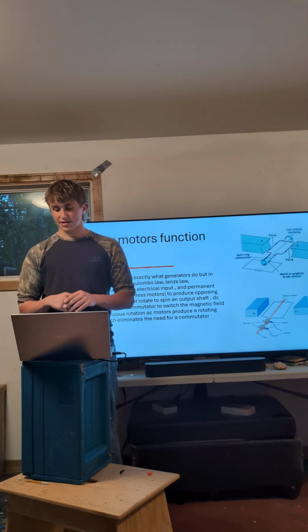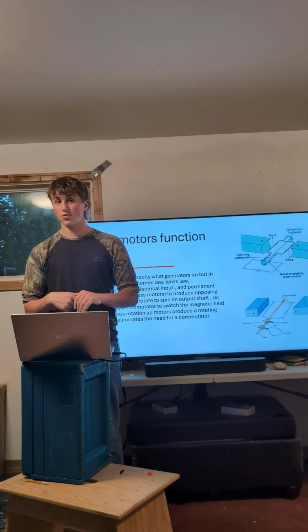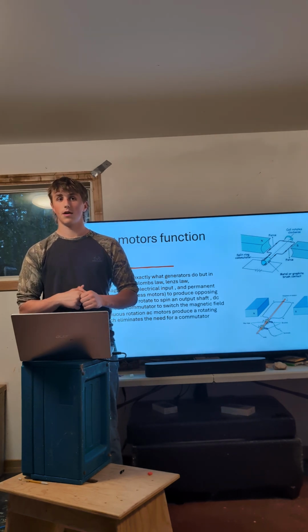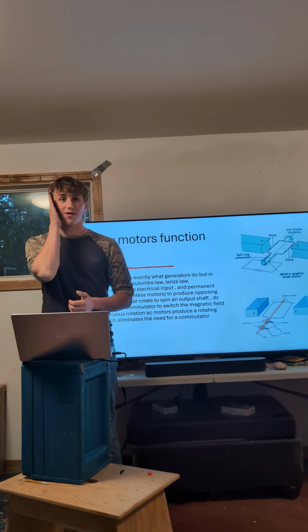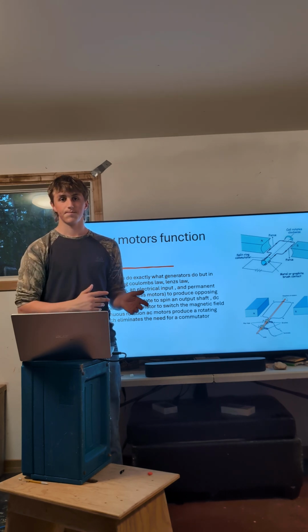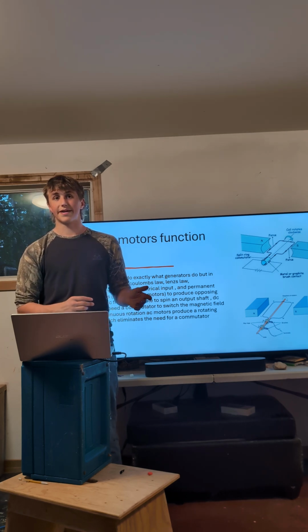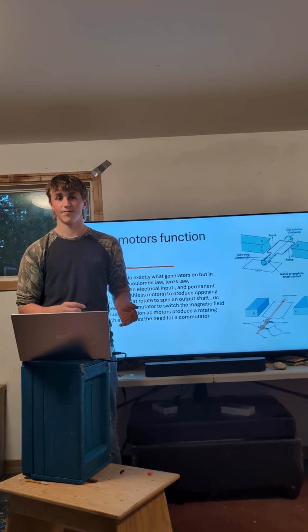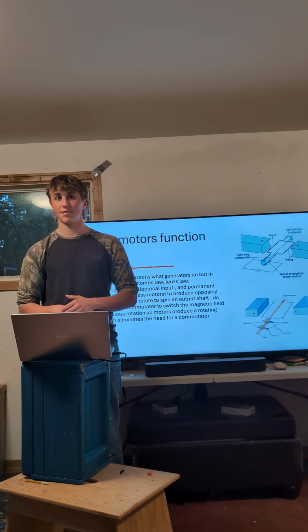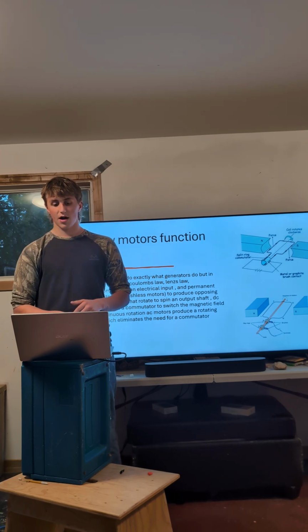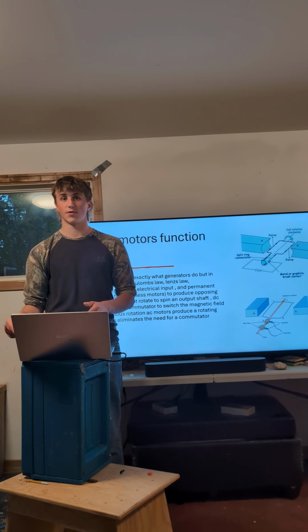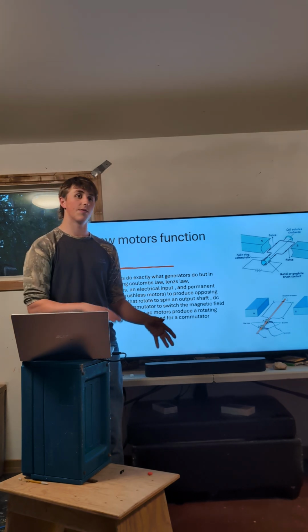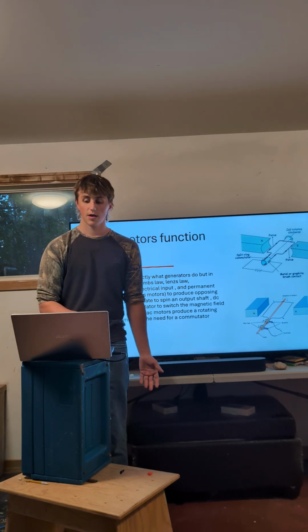And for a brushless electric motor, you can have ferromagnets on the inside, because they don't really need to do anything. They just need to be spun, and you can make a much stronger field around them. And brushless electric motors are alternating current, and direct current motors have brushes.